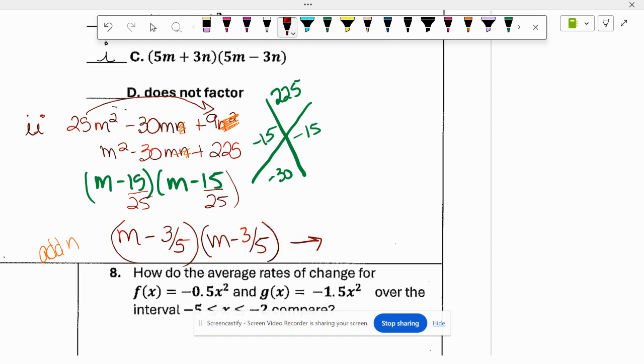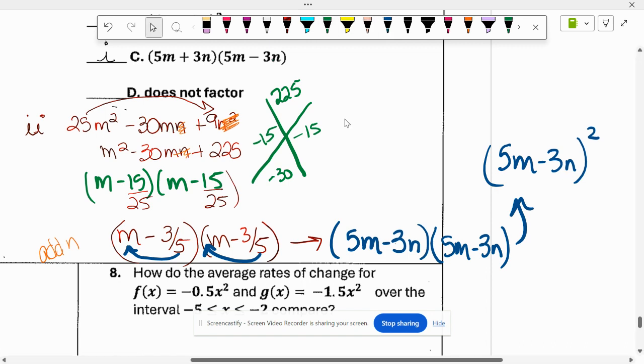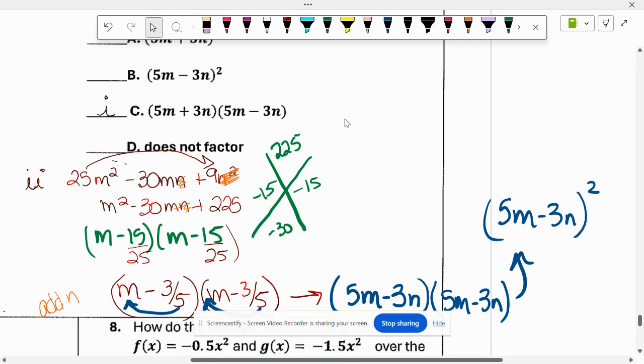Well, remember, we don't factor with fractions, so I have to take the denominator and move it out in front. So this is really 5m minus 3n times 5m minus 3n, and it can actually be written as 5m minus 3n, the quantity squared. So 5m minus 3n, the quantity squared, is example B. So I and B match.